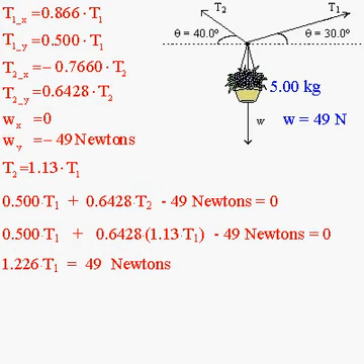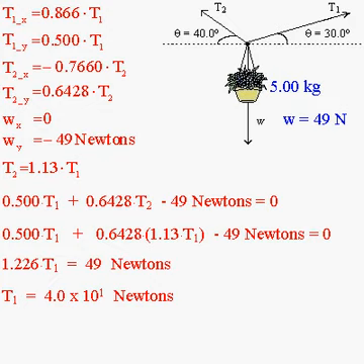Well, that gives us an answer for T1. When we divide both sides by 1.226, we find that T1 is 4.0 times 10 to the 1 newtons. Now notice, this has to be reported in scientific notation. I need two significant figures because of the 49. If I wrote the answer as 40 newtons, that'd only be one significant figure. So this answer requires scientific notation, 4.0 times 10 to the 1 newtons.